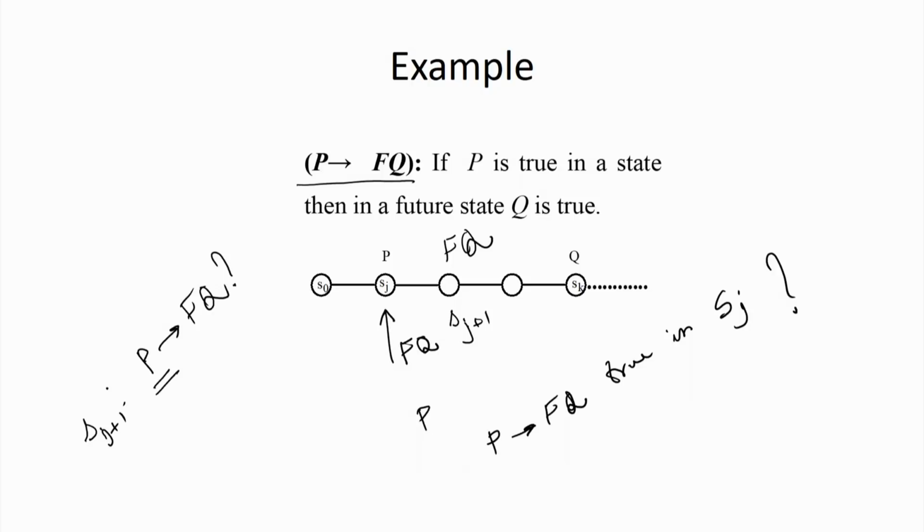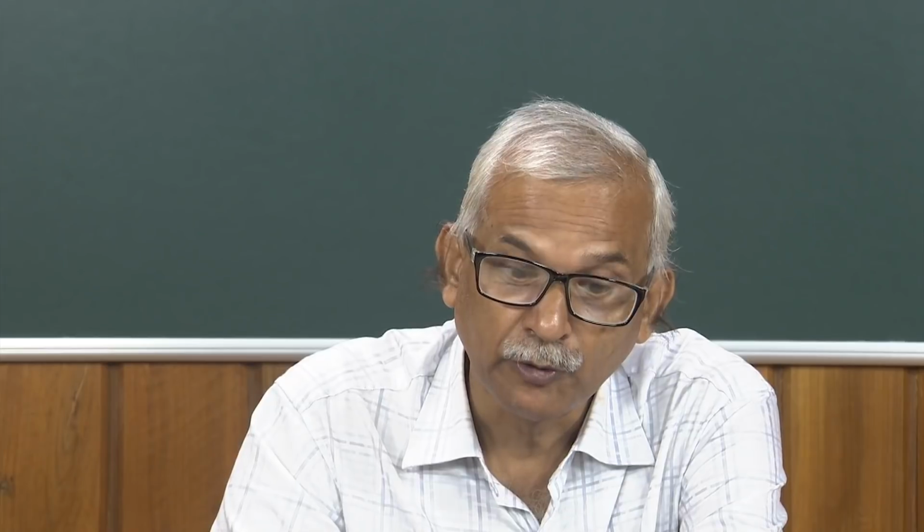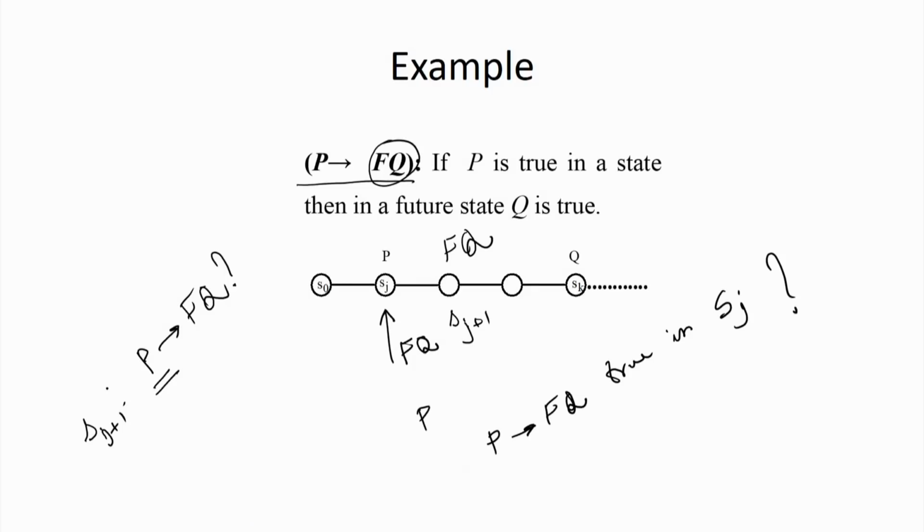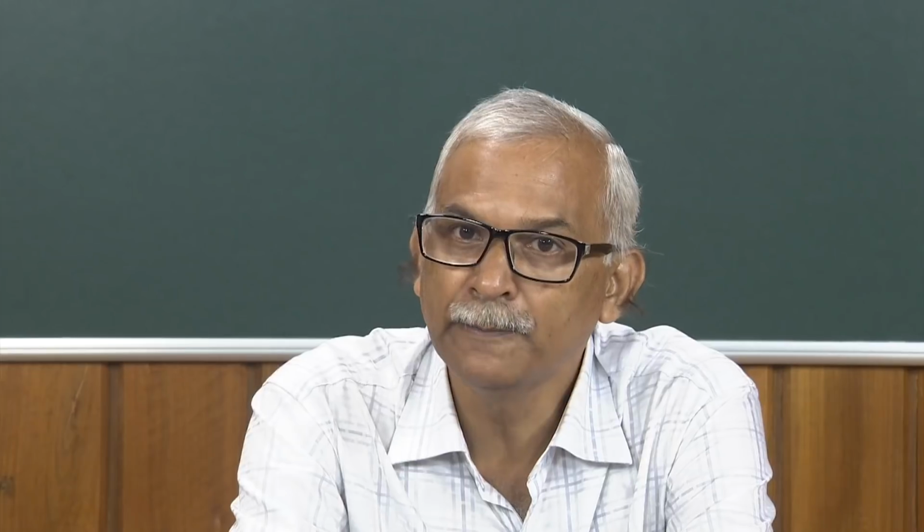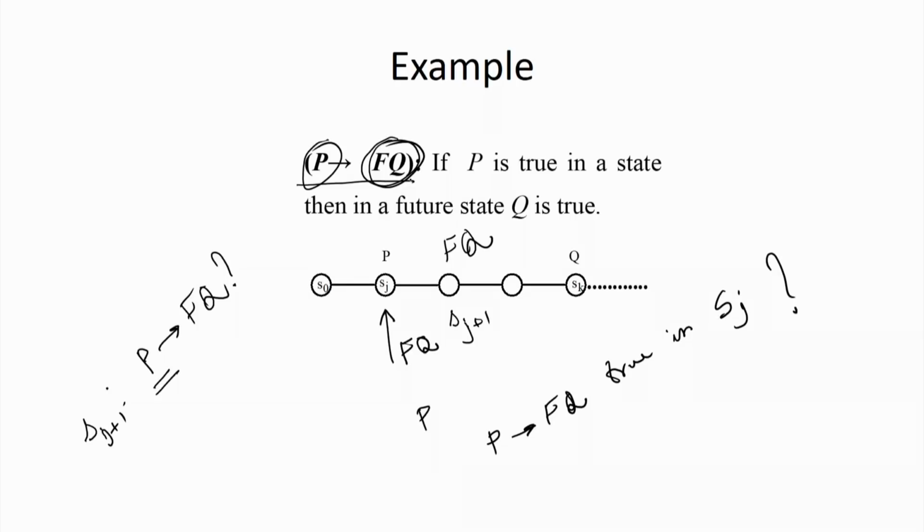So, like that we can see the truth value of a given temporal logic formula after knowing the truth values of each component. In this particular formula I have two components, one is P, which is the atomic proposition, it can have truth values true and false, and F q is another temporal formula. So, P implies F q is a temporal formula.